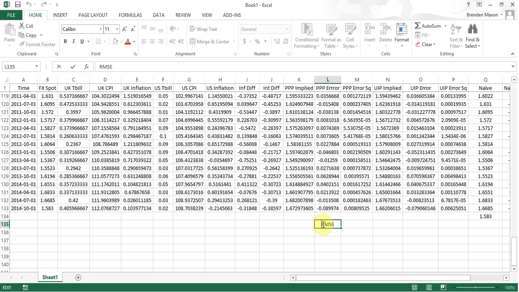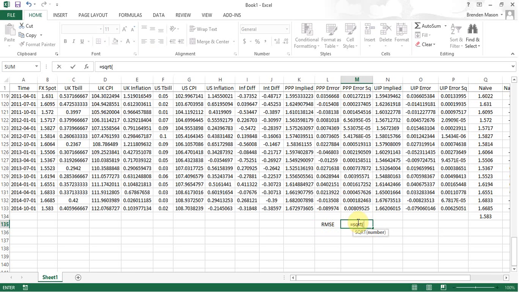Root, so that's square root. Mean, we're going to take the average. Average of what? Of the squared errors. So that's what we'll do here. So equals, from the last clip, we already squared our error. So that's already been done. So we just need to take the square root.